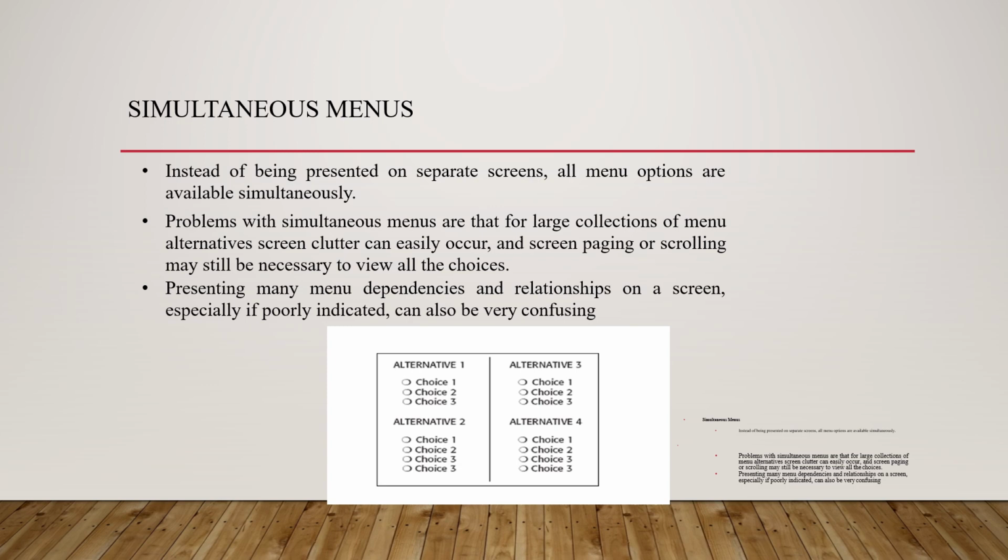The problem with simultaneous menus is that for large collections of menu alternatives, screen clutter can easily occur. As the number of choices increases, the screen may look awkward. It might clutter easily, and screen paging or scrolling may still be necessary to view all the choices. Presenting many menus, dependencies and relationships on a screen, especially if poorly indicated, can also be very confusing.